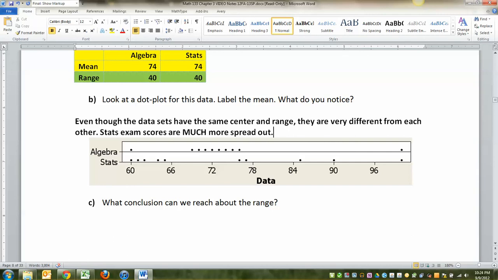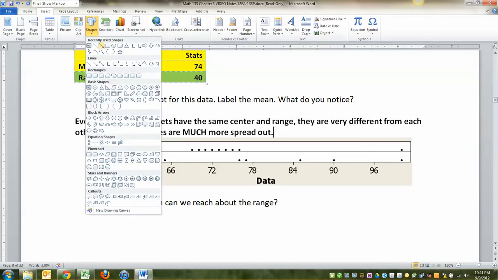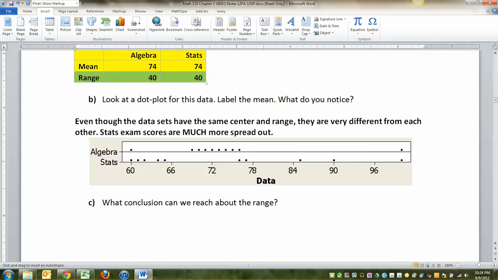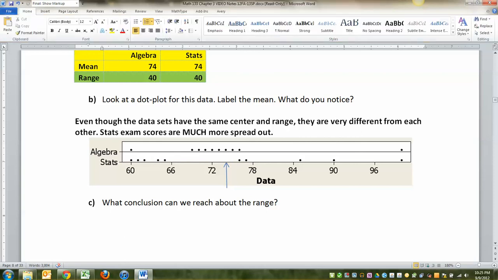But look at these algebra scores. Other than that, they're all packed in here around the mean. The mean, remember, is 74. So let me put that shape in there just so you can see it. So the mean is right here. Boom. Right, so there's the balance point for both data sets, but look at the stats exams. They're all over the place, right? You got a whole group down here in the 60s, and you got this group up here in the 70s, then that guy at the 80s, and so on, right?